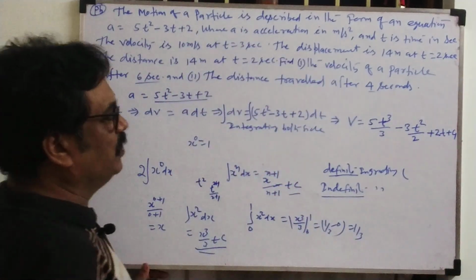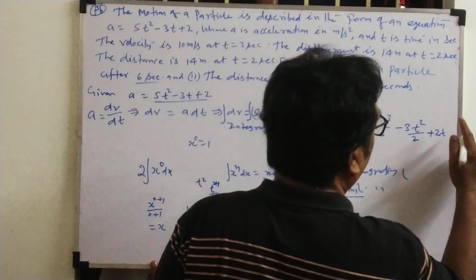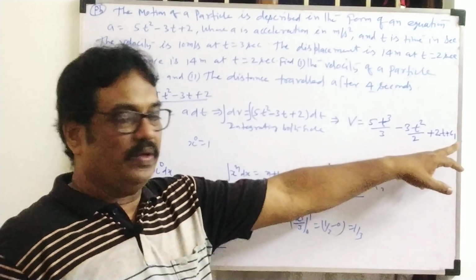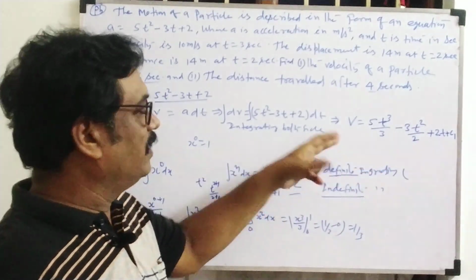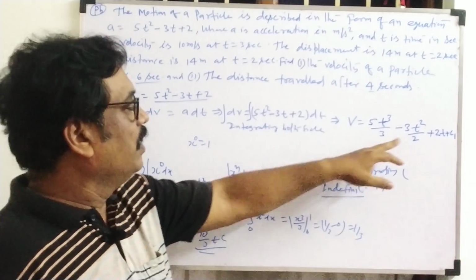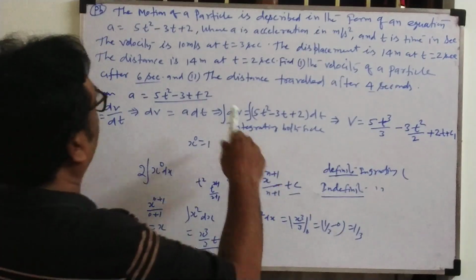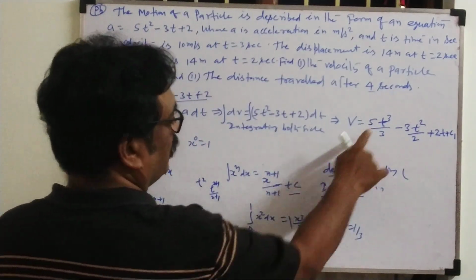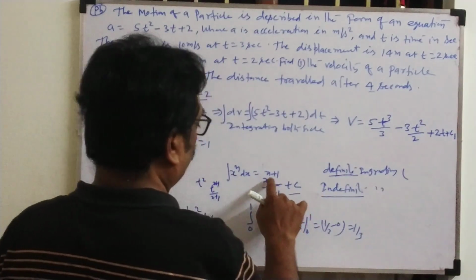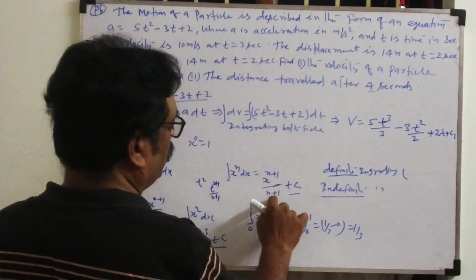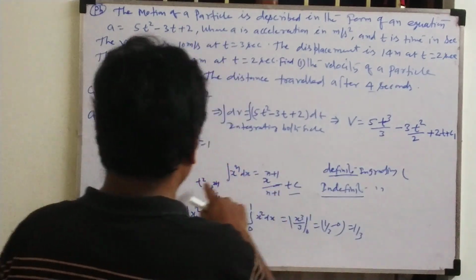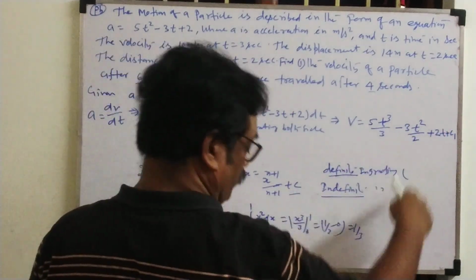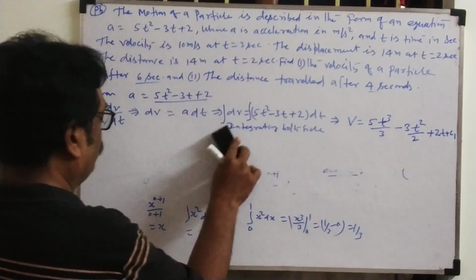Why do we give some constant c1? Because this is indefinite integration. That's why they give the constant c1, because we cannot get a definite value. So first we integrated: 5 t square becomes t cube by 3, minus 3 t square by 2, plus 2t, plus c1. So this is the integration of this.